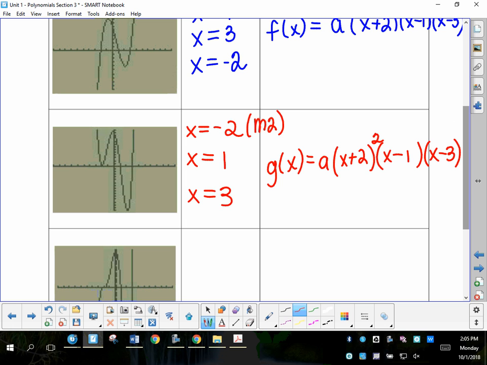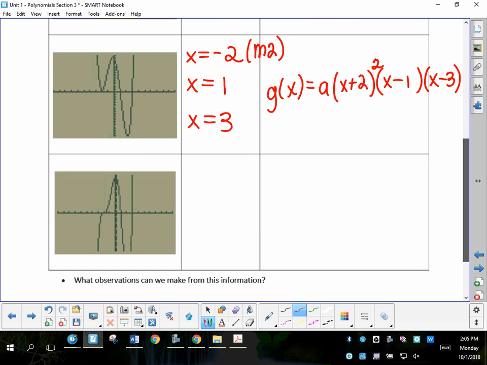Now, here's one that's going to be probably the most interesting. It has to do with its behavior over here. What are the zeros going to be here? I'm going to guess this is negative. Oh, it has to, okay, 1, 2, so x equals -2, x equals 1, and x equals 3.